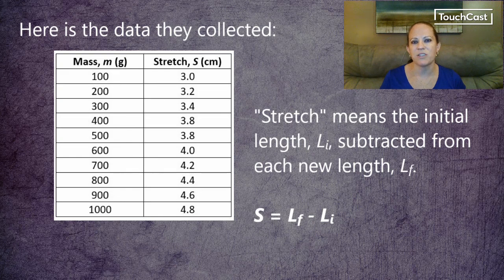Here's the data that these students collected. Notice that we talked about length in the problem setup, but stretch is what appears in our data table. Stretch in this case means the initial length of the spring, L sub I, subtracted from each new length, L sub F, where I means initial and F means final. So we could say that S equals LF minus LI.